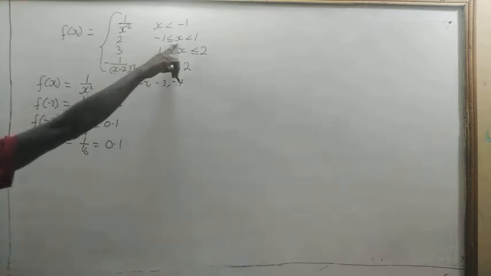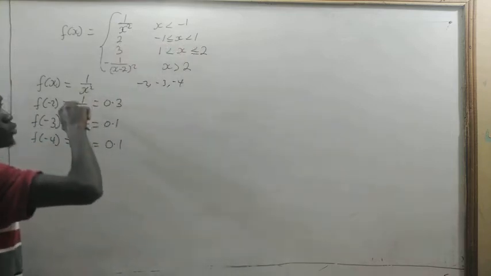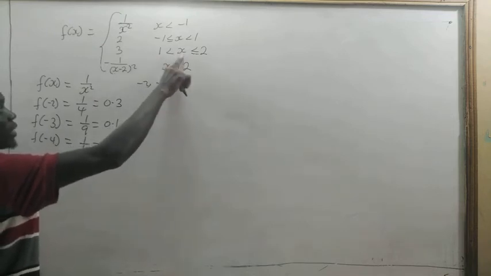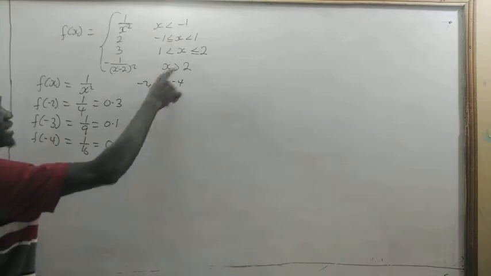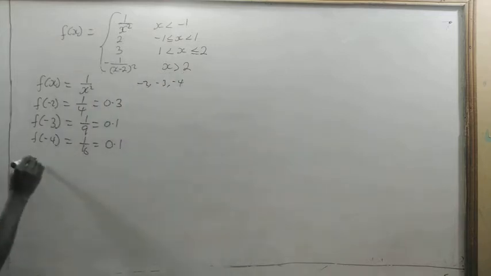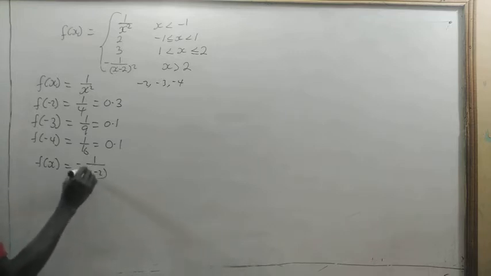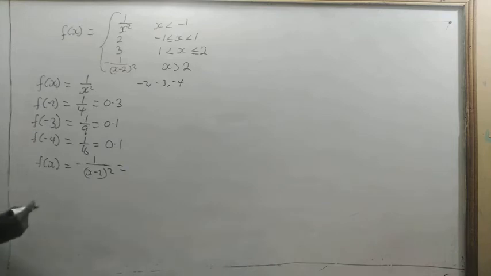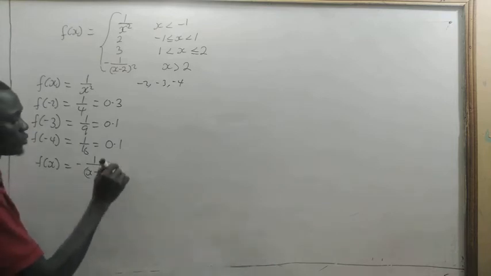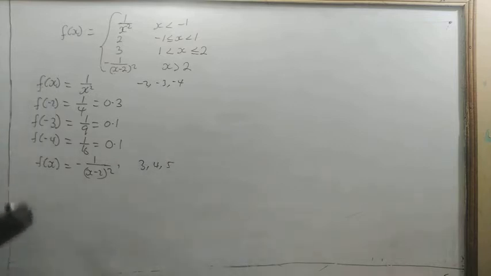Now, for x greater than or equal to -1 but less than 1, we have a straight line equal to 2. For x greater than 1 but less than or equal to 2, we have a straight line that is 3. But for x greater than 2, we have f of x equal to -1 over x minus 2, all squared. So we use the calculator to check this. Now let's take values greater than 2: 3, 4, and 5.